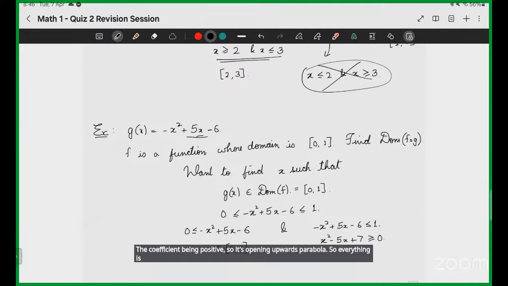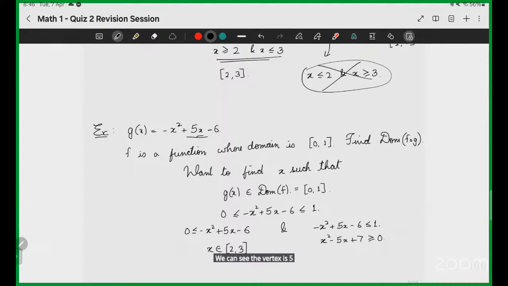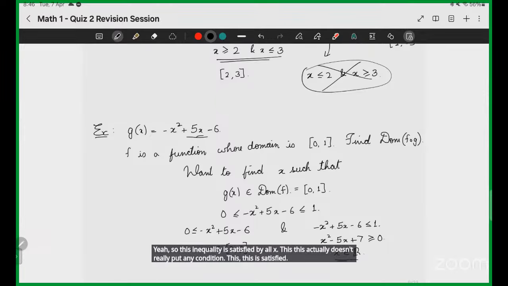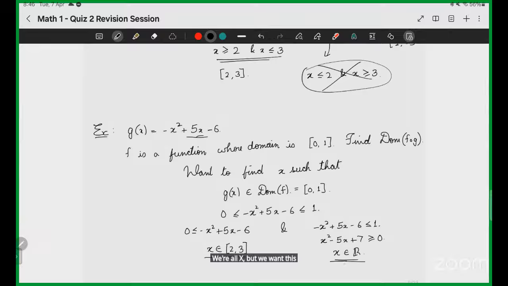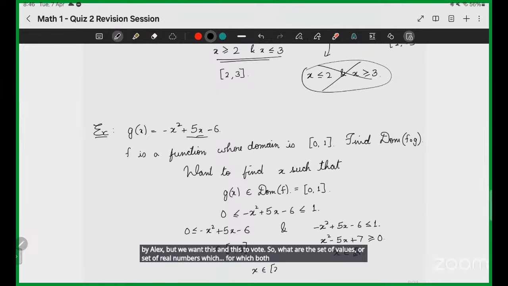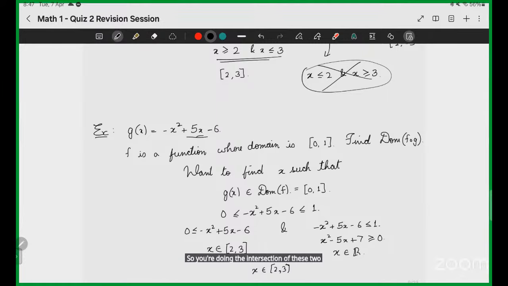Everything is positive. You can see the vertex is at x equal to 5 by 2, that is 2.5. So this inequality is satisfied by all x. This actually doesn't put any condition. It is satisfied by all x, but we want this and this to hold. So what are the real numbers for which both conditions hold? It is exactly this, because the other is a vacuous condition. It is not imposing anything new. So you're taking the intersection of these two sets, which will be just the smaller set, because the other is the universal set itself.